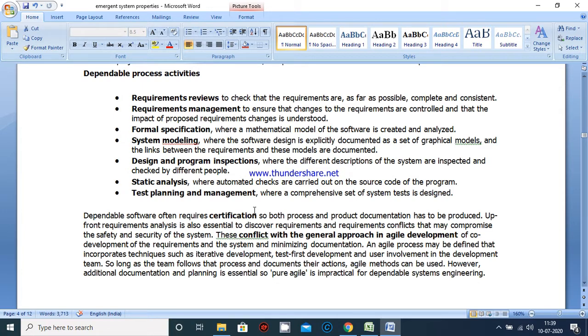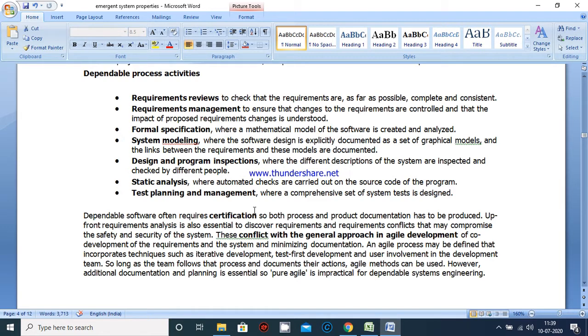Next one is requirements management, which focuses to ensure that changes to the requirements are controlled and that the impact of proposed requirements changes is understood. Formal specification, where a mathematical model of the software is created and analyzed. System modeling focuses on software design, which is explicitly documented as a set of graphical models and the links between the requirements, and these models are documented.